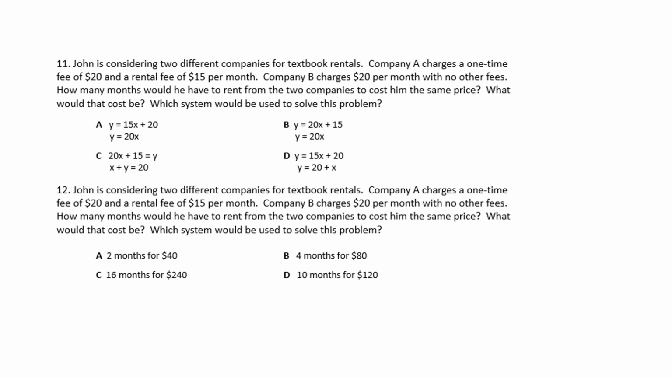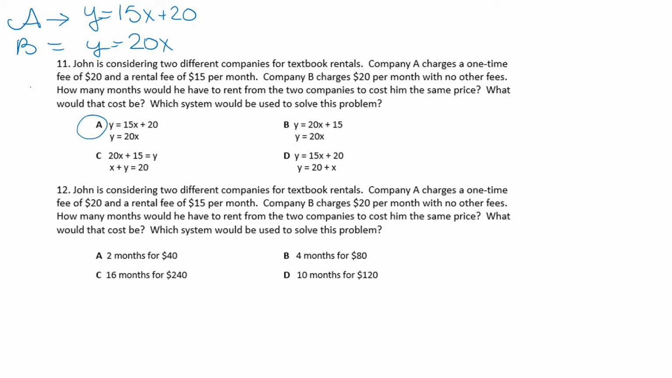So if we think about Company A, Company A's equation would be y equals, he's paying 15 per month, so that's 15x with a $20 fee. Company B would be y equals, his is just a $20 fee per month, so that's just 20x. So let's see if we can find our answer. And it looks like A would be our correct answer on 11.